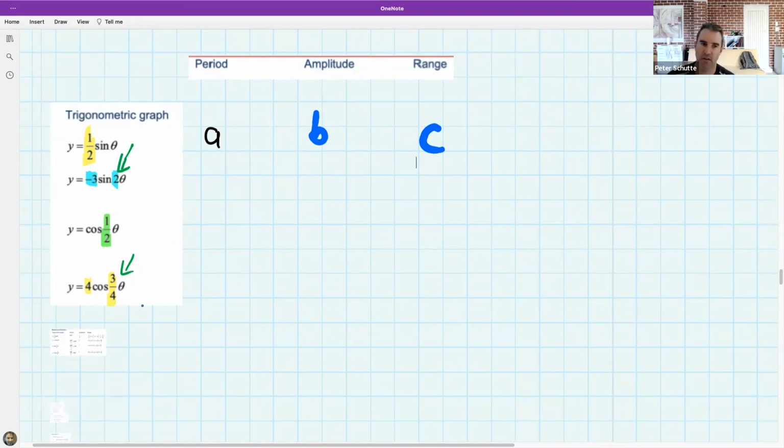What is the period of the first one? What is the amplitude? What is the range? I'll make that 1, that -1. What do you think the period of this graph is? Has anything changed the period of the graph?